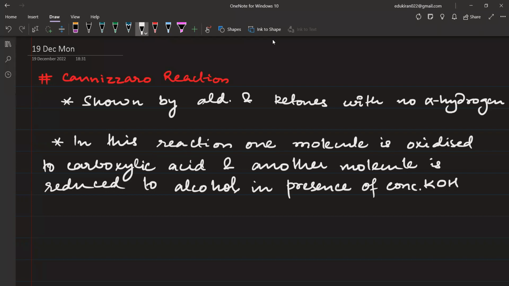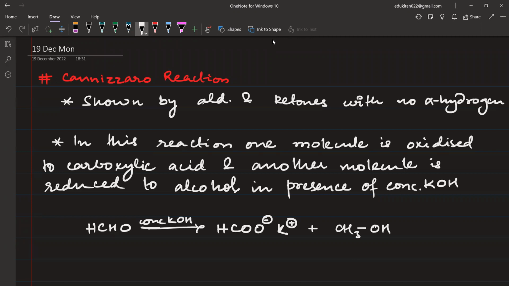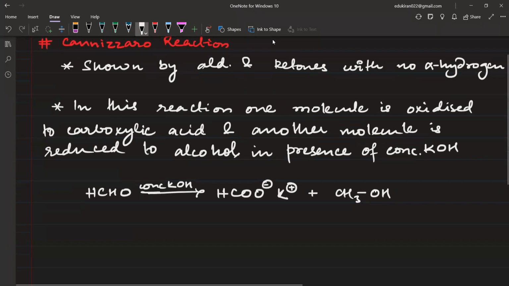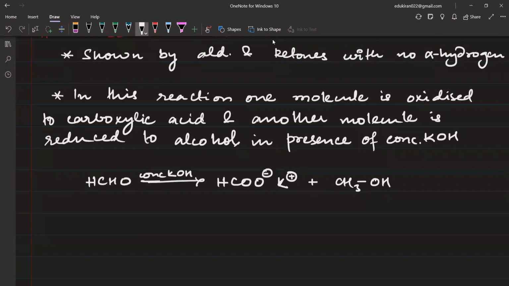For example, you have HCHO. Here the functional group is CHO and there is no carbon attached to the functional group. That is why there is no alpha carbon. If there is no alpha carbon, there will be no alpha hydrogen also. In the presence of concentrated KOH, it forms HCOOH, but since it is in basic condition, it will form the carboxylate ion and K positive, the salt. And it also forms CH3OH. That is one alcohol and one carboxylate ion. If you add water in acidic condition, you will get carboxylic acid, but same thing, oxidation has happened here.